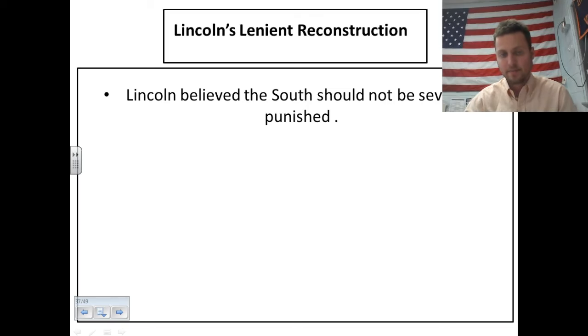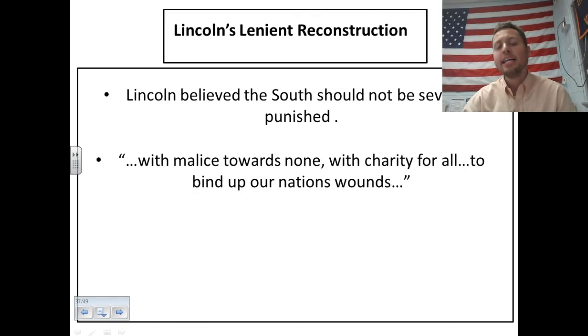Okay? Perfect. Hey, he said, with malice towards none, with charity for all, to bind up our nation's wounds. What he's talking about is his plan for Reconstruction. Malice means hatred, hatred towards none. Charity is good, charity for all, and to bind up our nation's wounds. He thought that's the only way we can make something happen.